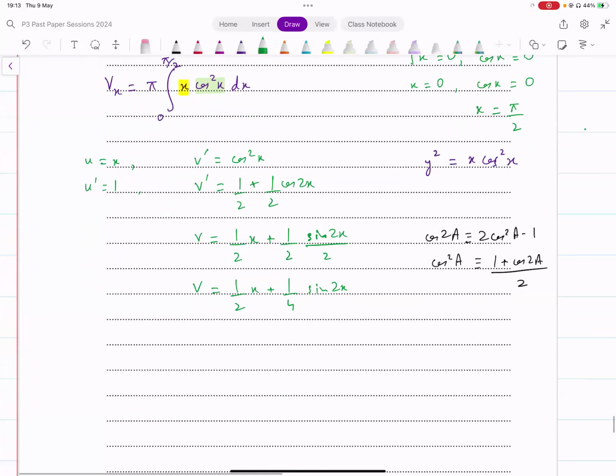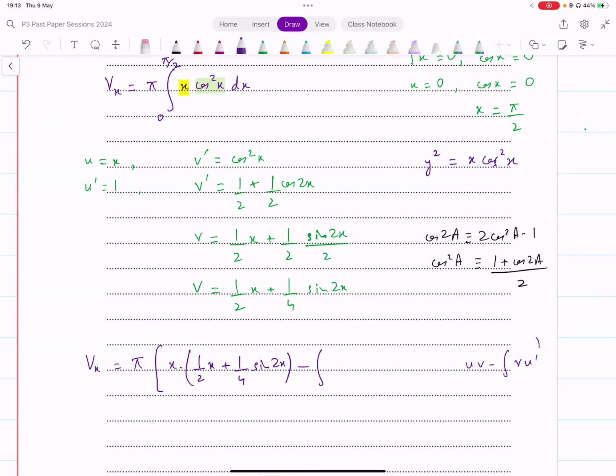Now we just input this in the formula, pi into uv minus integration of vu dash, right? That's what it is. u as it is, that means x as it is, into v. What's v? v is this thing: half x plus 1 over 4 into sine of 2x.